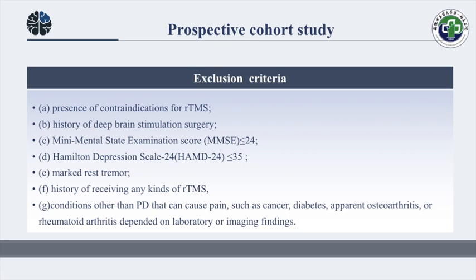And the exclusion criteria included: A, contraindications to rTMS, B, histories of deep brain stimulation surgery, C, MMSE less than 24, D, marked wrist tremor, E, histories of receiving any kind of rTMS, and F, conditions other than PD that can cause pain, such as cancer, diabetes, apparent osteoarthritis, or rheumatoid arthritis, depending on laboratory or imaging findings.